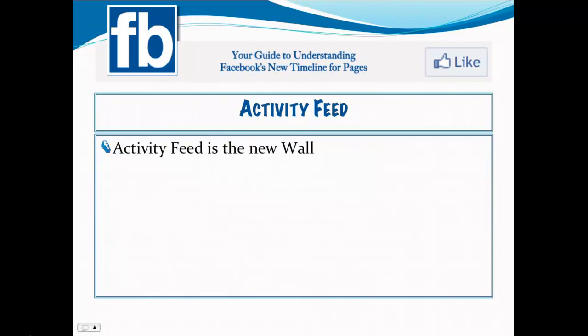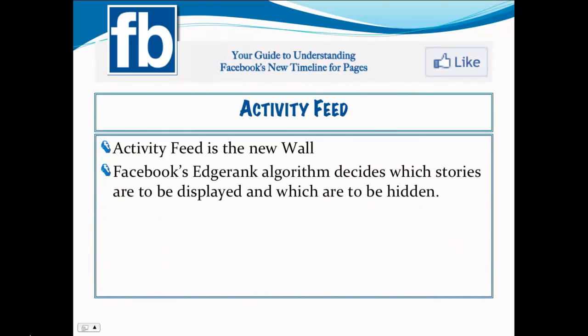Your activity feed is actually your new wall. Okay, so they don't say wall anymore; it's just called an activity feed. And as we've mentioned before, Facebook has an algorithm called EdgeRank, and it's EdgeRank that decides what is to be displayed when you choose the default highlights. So when highlights is chosen, then Facebook is automatically choosing which stories are going to appear to the users there.